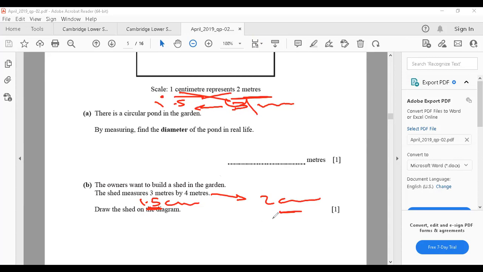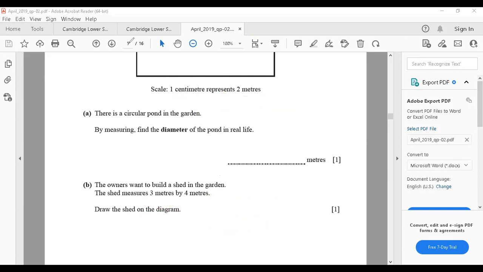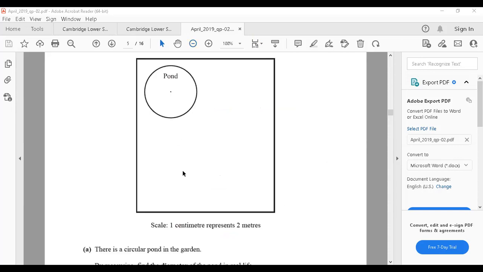So I have to draw a rectangle with 2 and 1.5 by using what? By using set square and ruler. And draw it anywhere as long as it is inside the rectangle, in any space here.